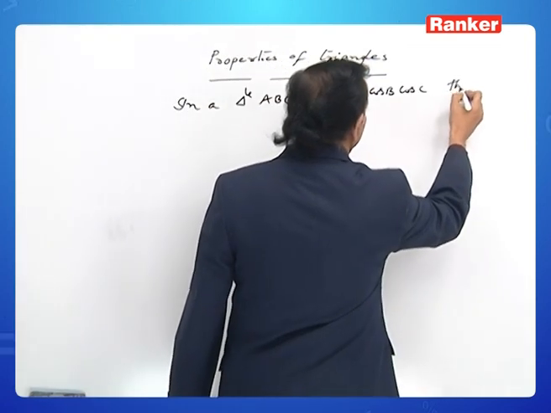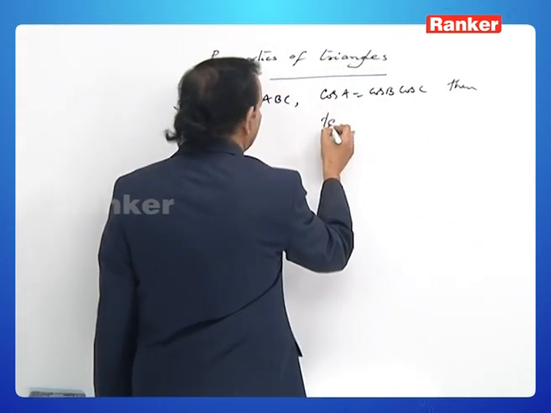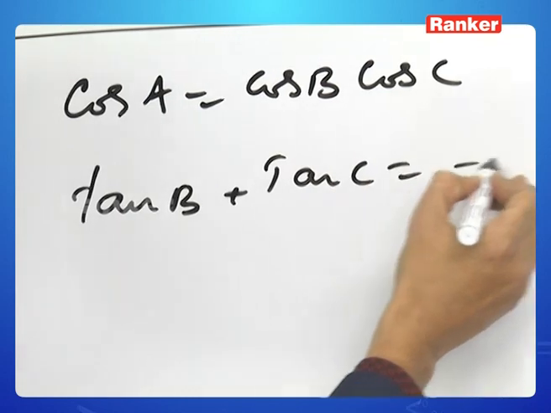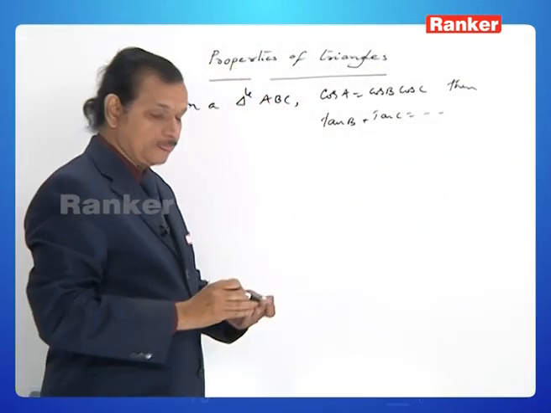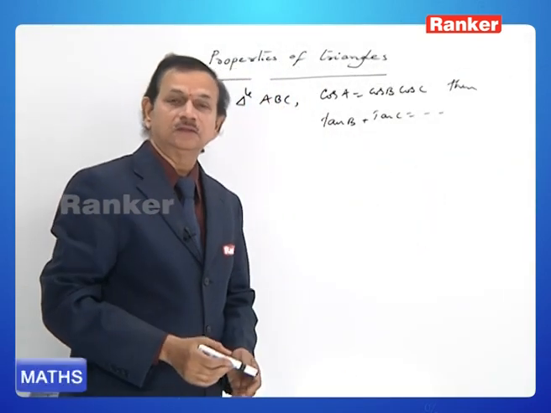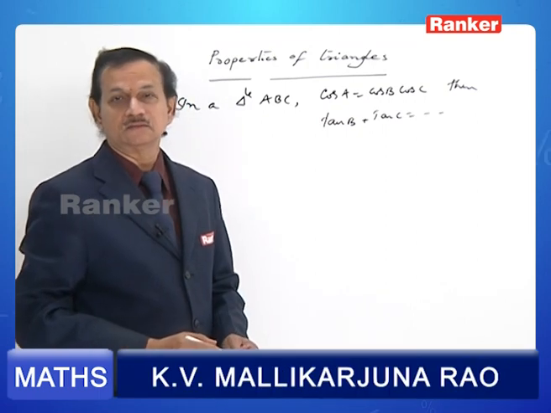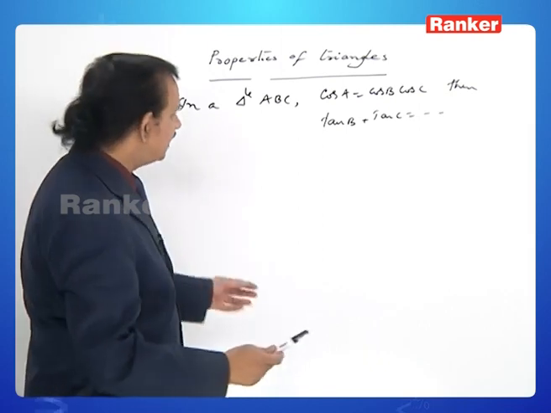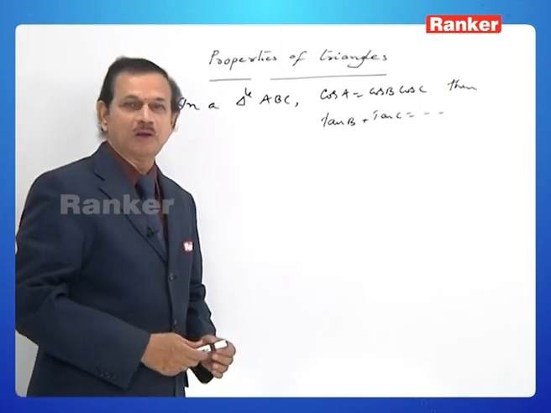He is of course giving some options. The options are tan A, minus tan B, sin B, minus cos C, something like that. There are four options there. Let us have a look over this problem.